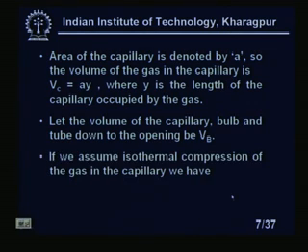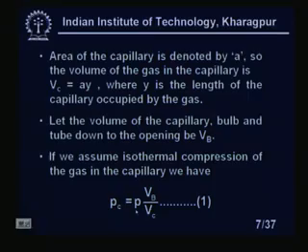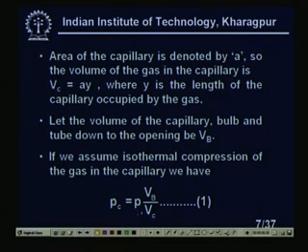If we assume the isothermal compression of the gas in the capillary, we can write that Pc, that means the gas which is compressed, over P, actually that which we want to measure, equals Vb divided by Vc, equation number 1, right. Please note, this gas was originally at pressure P.